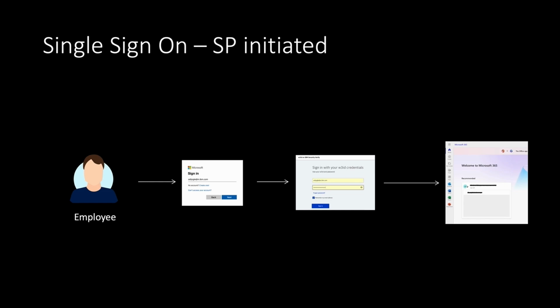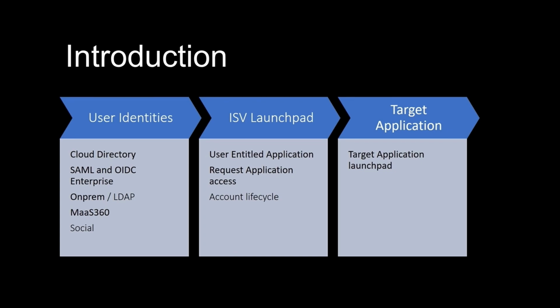Now let's talk about single sign-on implementation in the context of IBM Security Verify. For single sign-on to work, we need three essential things: a user who logs in, an internet application to log on to, and an identity provider which stores and verifies identities.